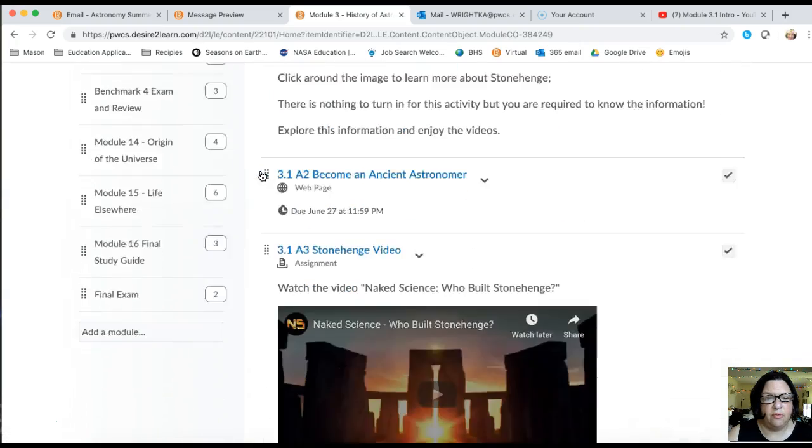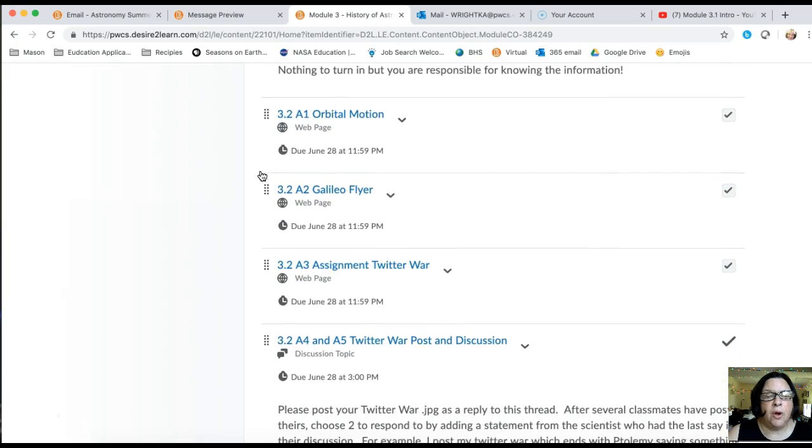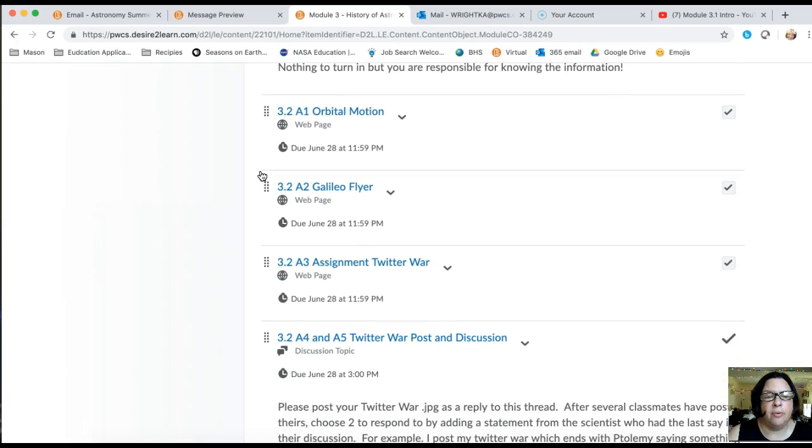Let's go back to 3.2. This is 3.1, 3.2. There we go. You also have an orbital motion website that you'll be doing. That is a gizmo. It'll be your first experience with gizmos, which are fantastic online simulations. So you have a worksheet that you'll be working on, and you'll fill out that information.